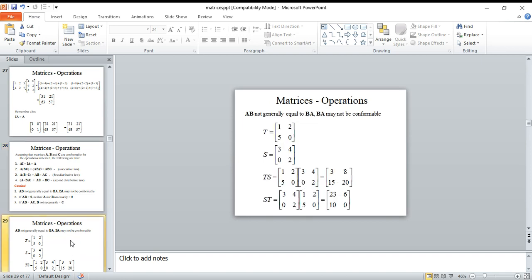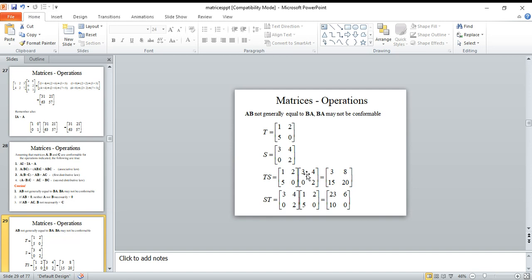Matrix operation. AB is not generally equal to BA. BA may not be conformable. Let T equal [1 2; 5 0] and S equal [3 4; 0 2]. TS, multiply T into S. First row with first column: 1 into 3 is 3, 2 into 0 is 0, 3 plus 0 is 3 only.